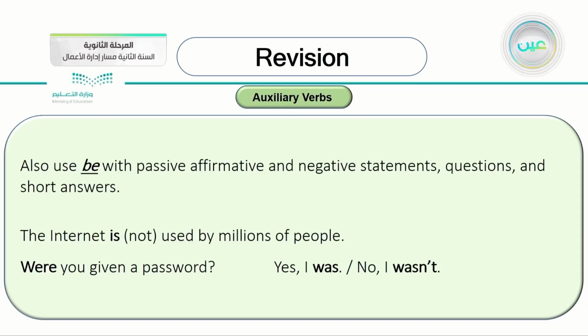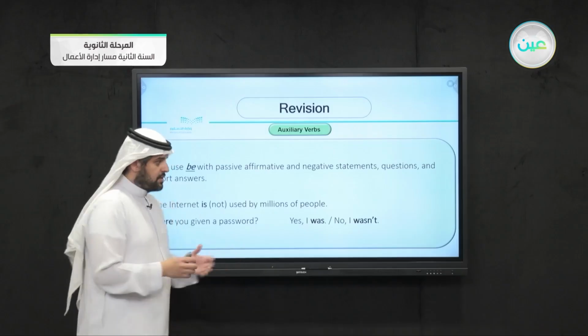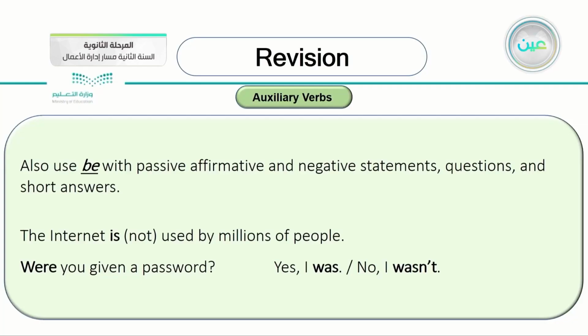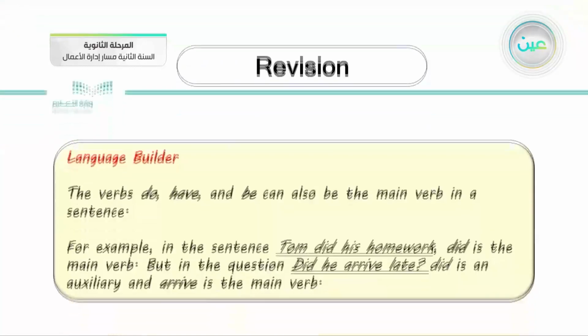We use be with passive affirmative and negative statements. Passive here, we're talking about passive. Again, we use be with passive, affirmative, and negative statements, questions, and short answers. For example, the internet isn't used by millions of people, or the internet is used by millions of people. And you want to put it in the question form? Yes, that's correct. Begin with the auxiliary verb. Were you given a password? You say, yes, I was, or no, I wasn't.